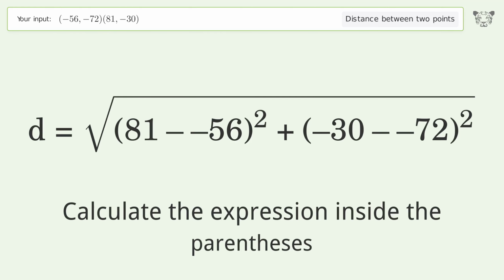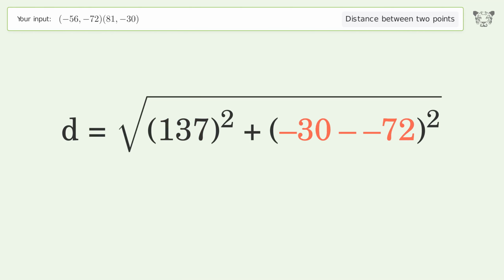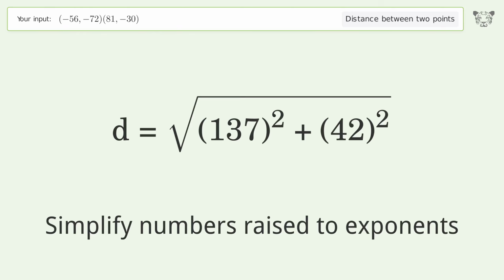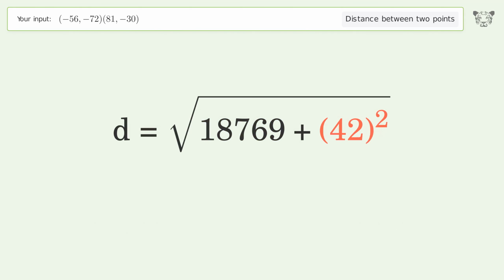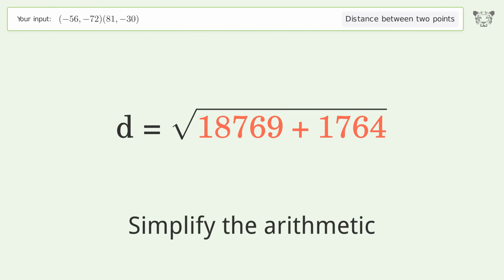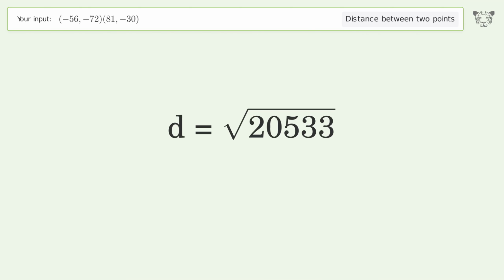Calculate the expression inside the parentheses. Simplify numbers raised to exponents. Simplify the arithmetic. And so the distance between the 2 points is the square root of 20,533, or 143.293.